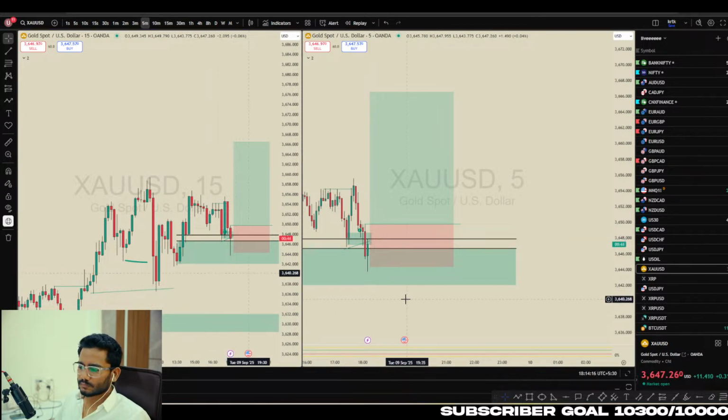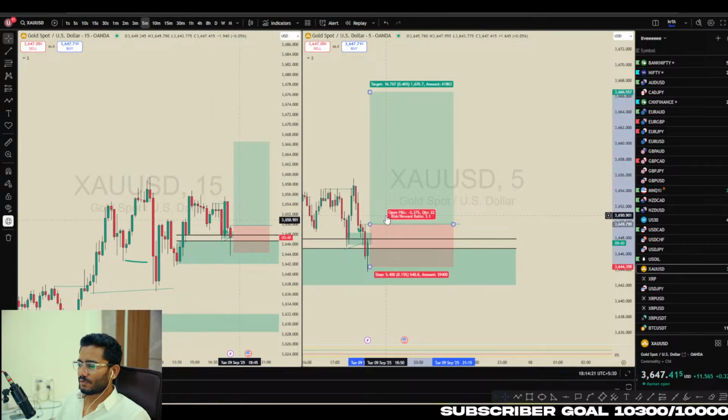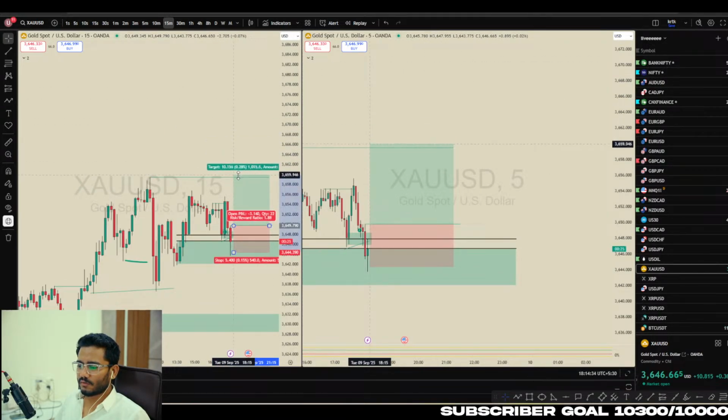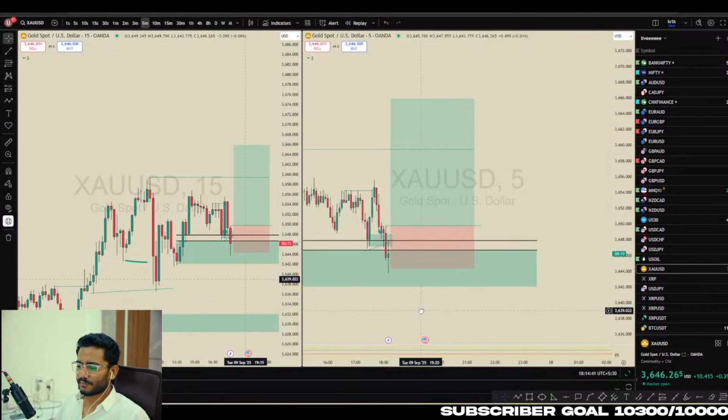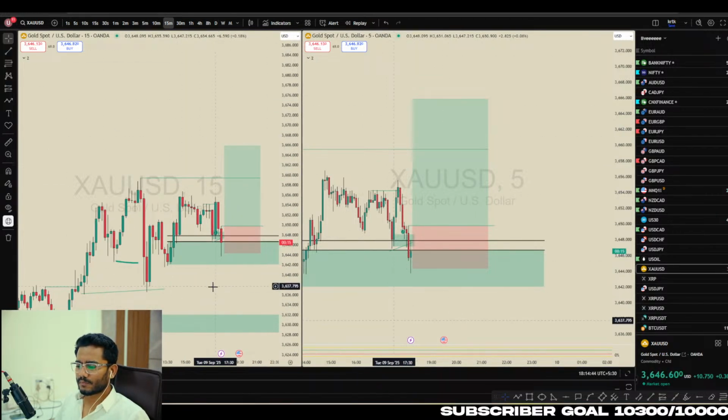Target is very random. Right now I'm just looking for 1 is to 3 because we are on all-time high. But right now we can target the next high, this one, but it's too small, like it's 1 is to 2. So at least I should get 1 is to 3 after this structure break. And then it can continue upside, we don't know, right?